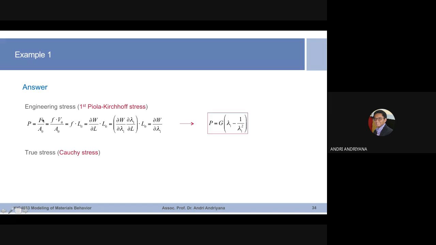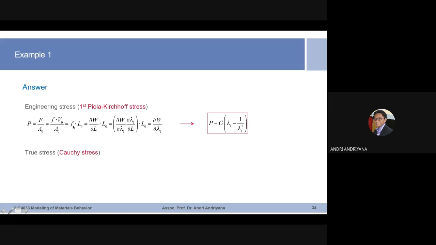Engineering stress is force over initial cross section. Force is equal to small f, force per volume, times initial volume, over A0, the initial cross section. Can I put the deformed volume here? Yes, we can, because V equals V0, it is incompressible. Now, what is the ratio between V0 and A0? It is L0. So it becomes F times L0.